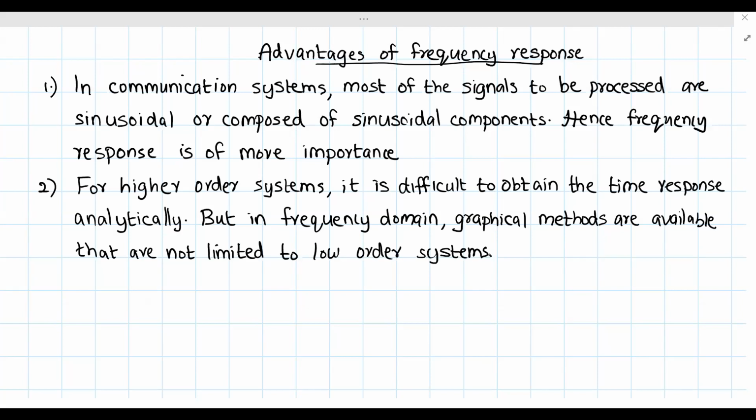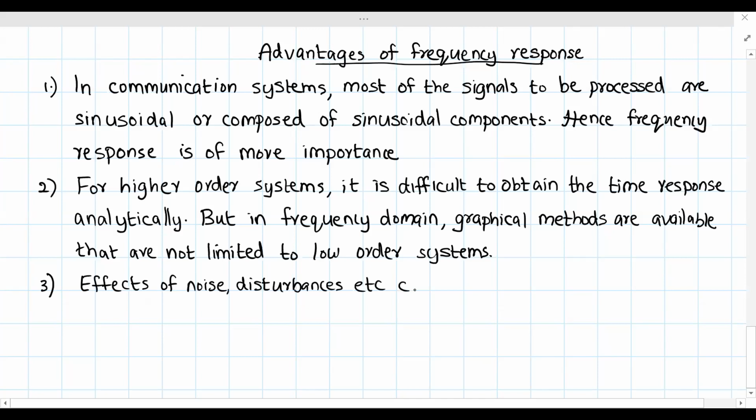So in such cases, we can use the frequency domain approach where there are some graphical techniques like Bode plot, Nyquist plot, etc. With the help of those, we can find how the system behaves in the frequency domain. Okay, and third, effects of noise, disturbances, etc. can be better visualized in frequency domain.